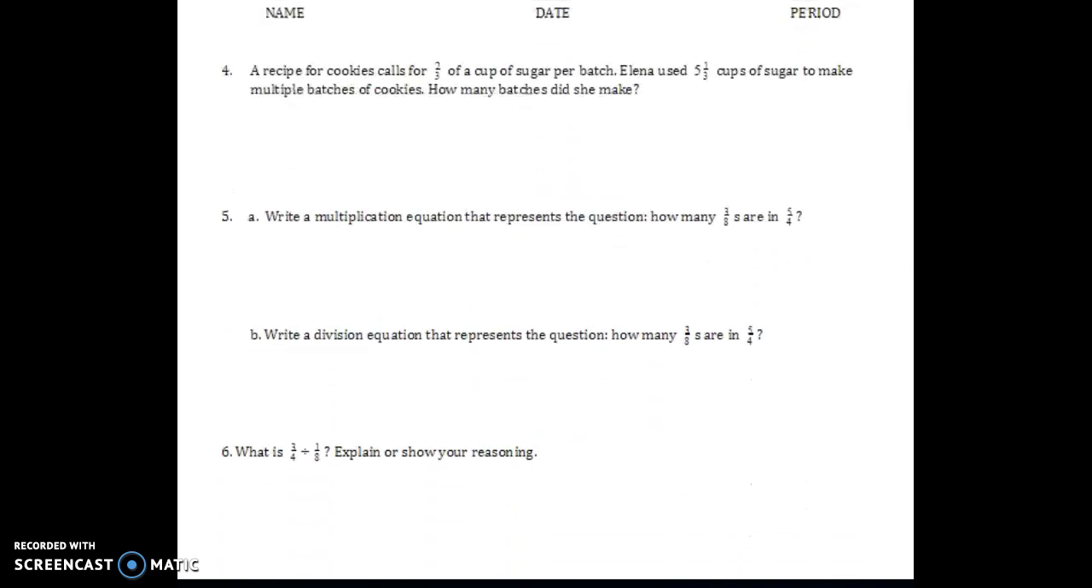Question 4. A recipe for cookies calls for 2/3 of a cup of sugar per batch. Elena used 5 1/3 cups of sugar to make multiple batches of cookies. How many batches did she make?